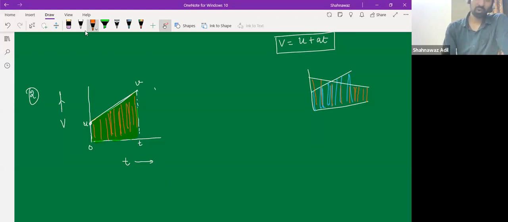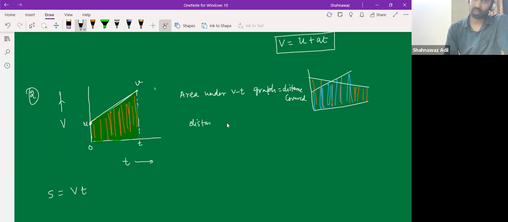Yes, sir. So in a velocity time graph, what is v into t? Speed into time is distance, right? So area under VT graph is what? Distance covered. So distance covered is, let me write it in this way. Distance covered is how much? Area under the graph.